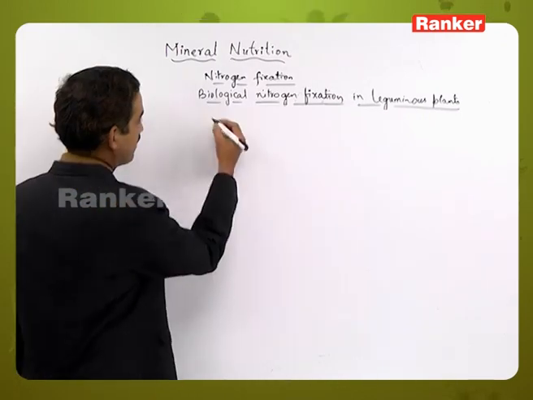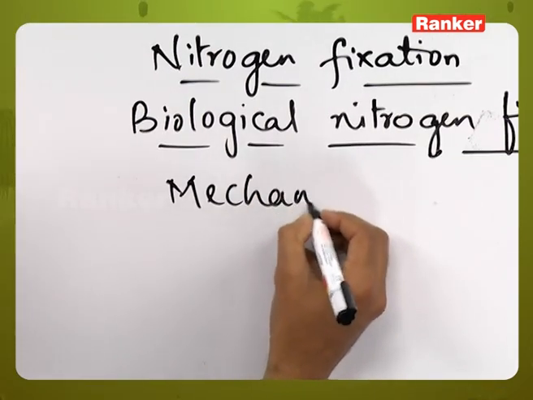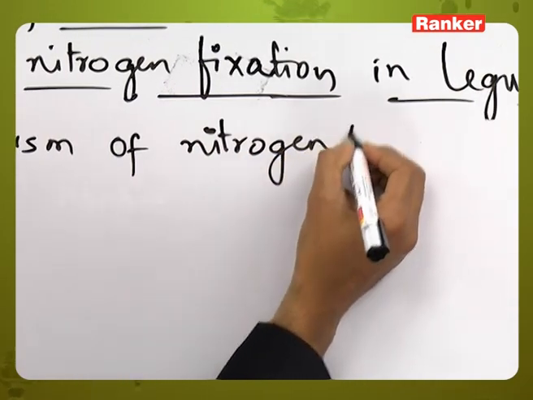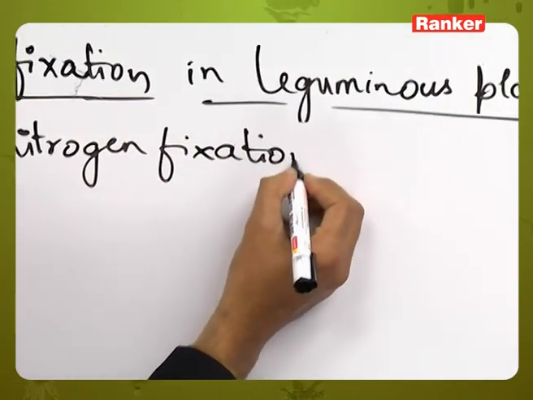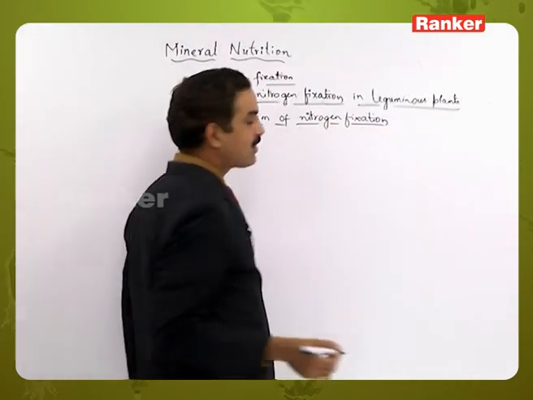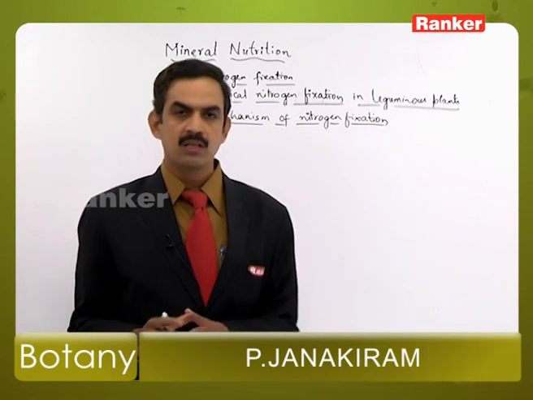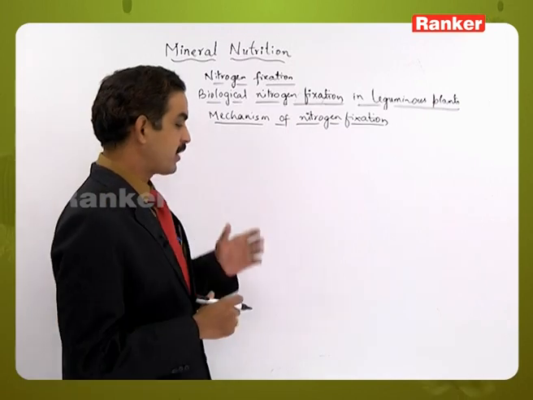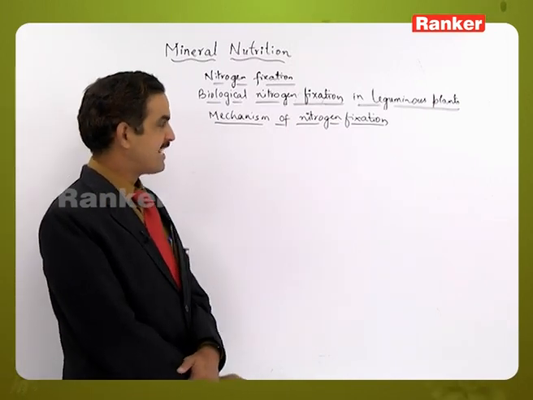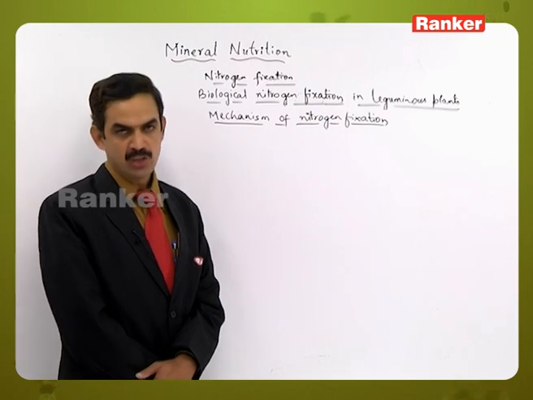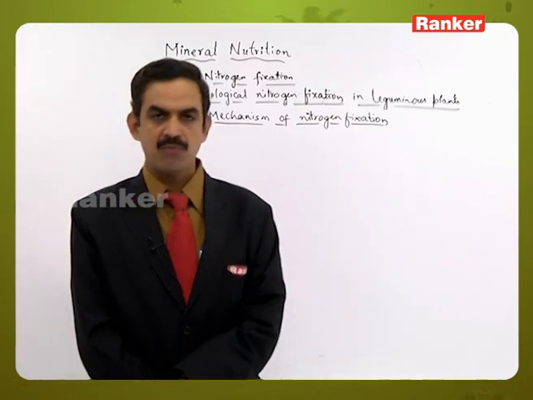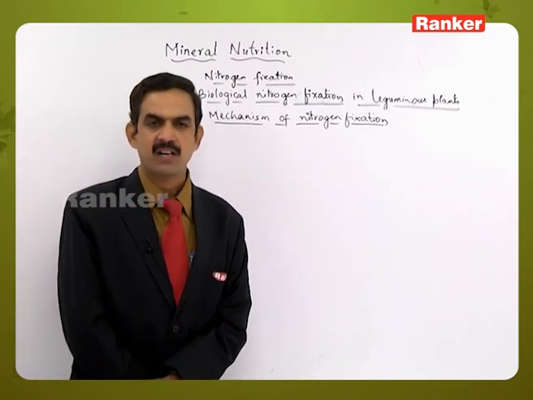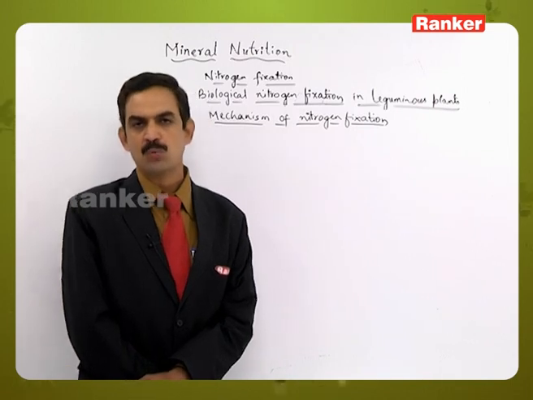Next, mechanism of nitrogen fixation. In this mechanism, the nitrogen is gradually undergoing reduction by adding hydrogen molecules. So, in this process the atmospheric nitrogen is reduced to ammonia molecule. For this reduction of the atmospheric nitrogen, they require energy, electrons, and also proton molecules.